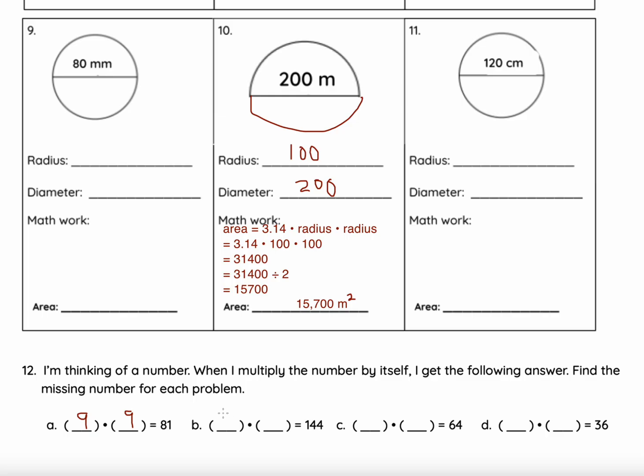For the next one, what number times itself equals 144? It's 12. 12 times 12 equals 144. Now, I won't spoil all the problems for you. I'll let you do the last two on your own.